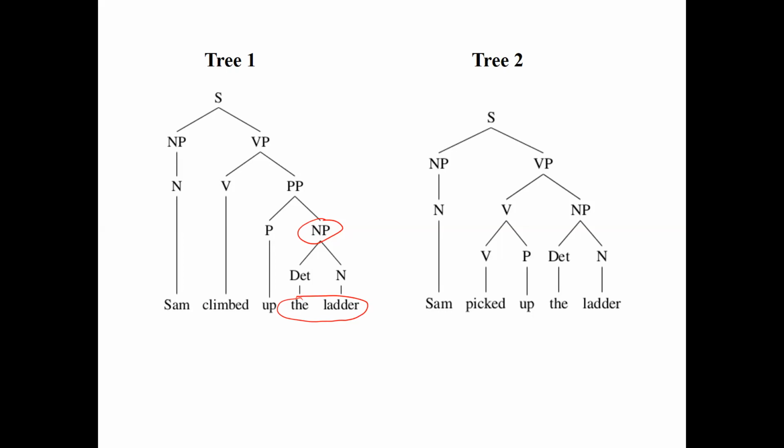Now looking at these two trees, can you find something that's a constituent in one of the trees, but not the other tree? Now I'm waiting for answers. Could you please repeat the question? Something that's a constituent in tree 1 but not tree 2, or something that's a constituent in tree 2 but not tree 1.